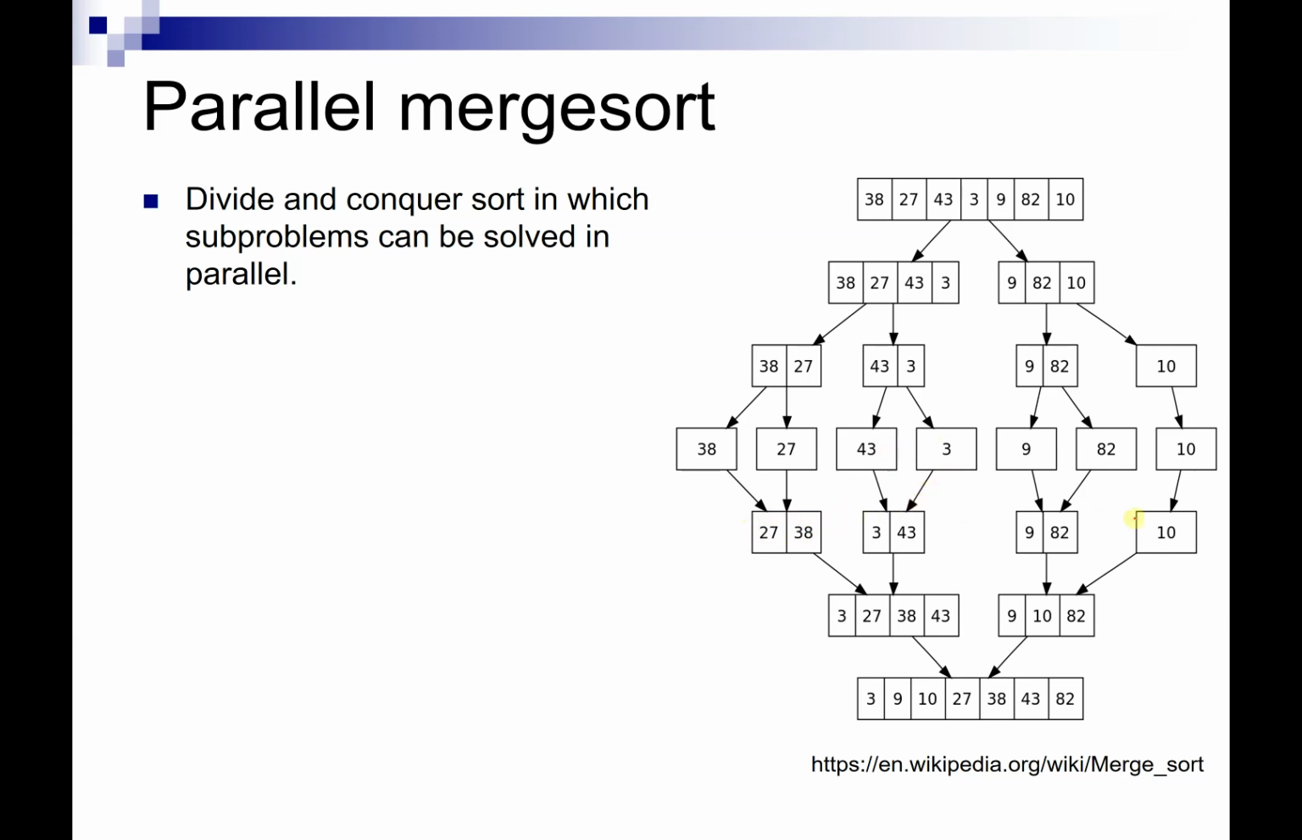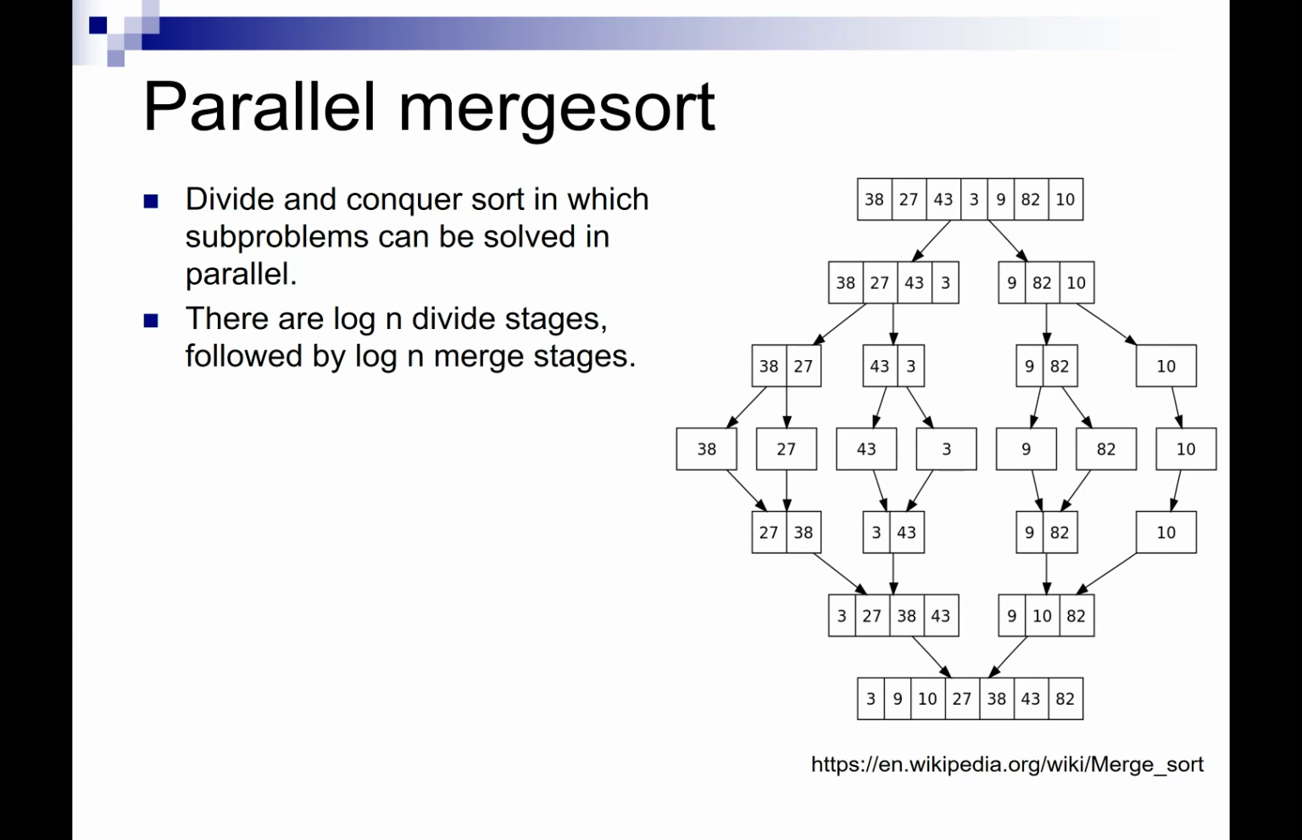At each layer you have a bunch of these sorted subarrays. At the next layer you're going to merge 2 of these sorted subarrays into another sorted subarray, and then you just keep doing that. So that's the sequential version of merge sort. If there are n numbers, then we're going to do log n divide stages, followed by log n merging stages. In a sequential setting, each stage takes order n time, so altogether it's going to take order n log n time.